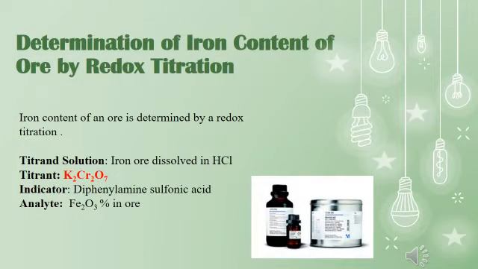The next application is determination of iron content of ore by redox titration. For this process, the sample solution is iron ore dissolved in HCl. The titrant is potassium dichromate. The indicator used for this process is diphenylamine sulfonic acid. Ferric oxide is our analyte in a given sample of an ore.